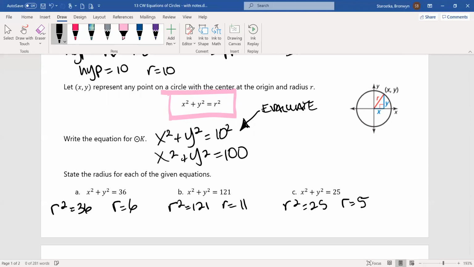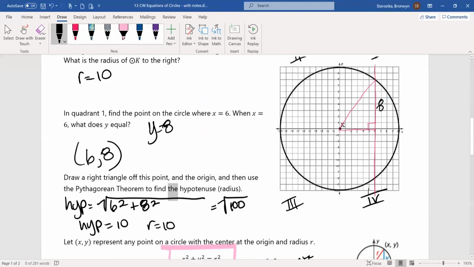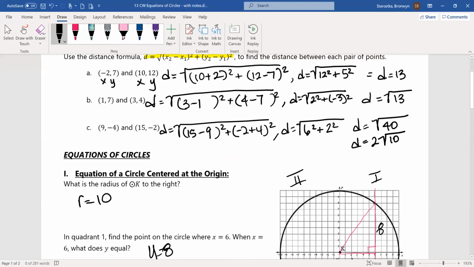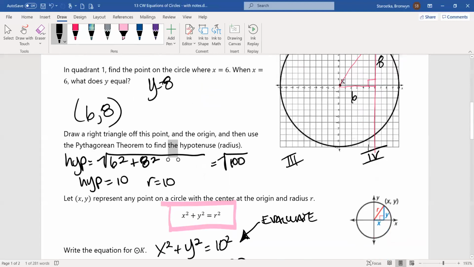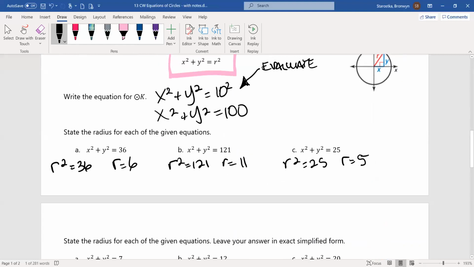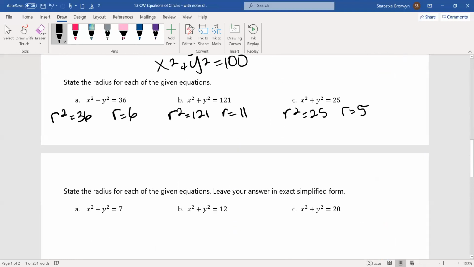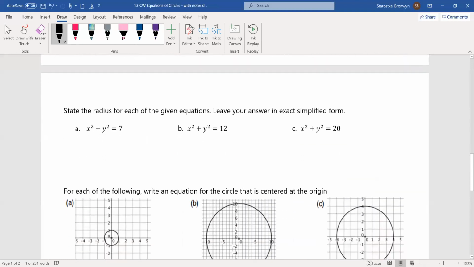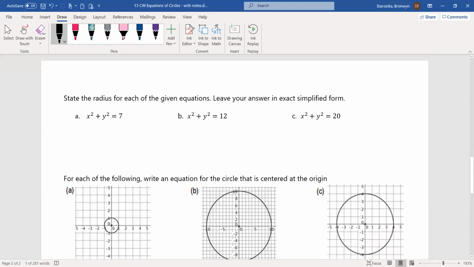Well, what happens if it's not a perfect square? We can simplify to the best of our ability, or if it's a prime number, say like in part B, we can just leave it under the radical. And then you might be asked to put it in an approximate, so round to the nearest tenth, or round to the nearest hundredth. So state the radius for each of the given equations, leaving your answer in exact simplified form.